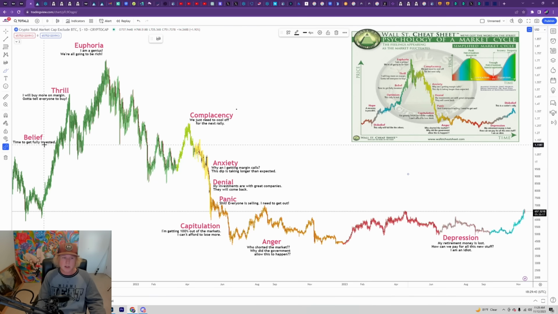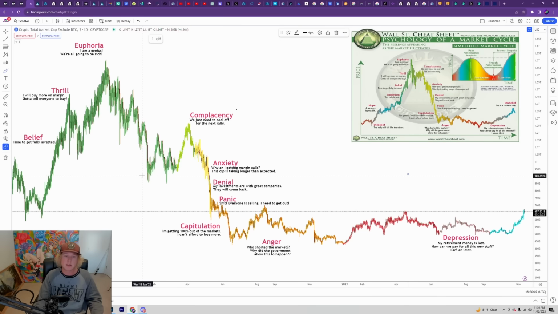We have belief: time to get fully invested. Thrill: I will buy more on margin. Got to tell everybody to buy. This is where people get really excited. And then we have euphoria: I am a genius. We're all going to be rich. This is where everybody's making money. It doesn't matter what you buy. Everything's going up. Everybody's being rewarded no matter how many bad habits you have. And that's what we're accustomed to seeing at every single cycle top.